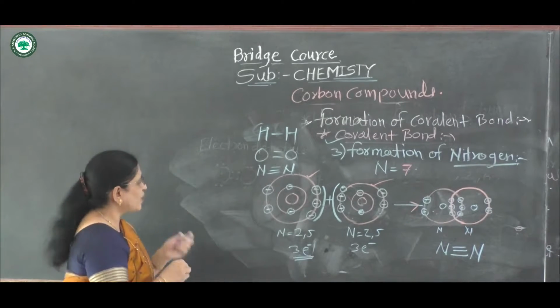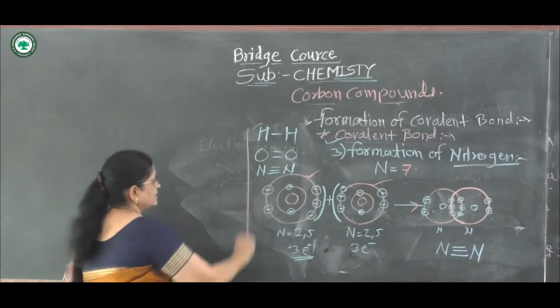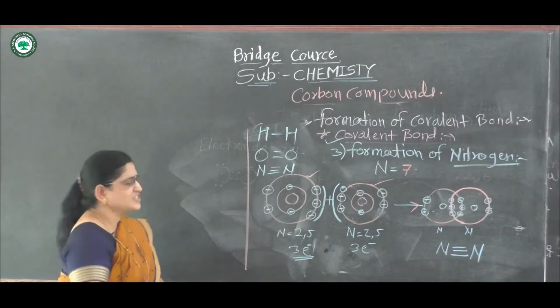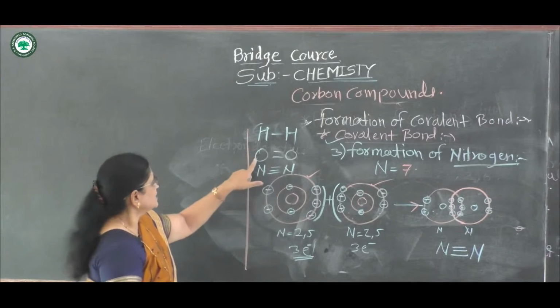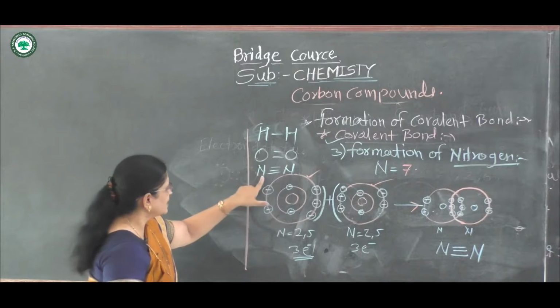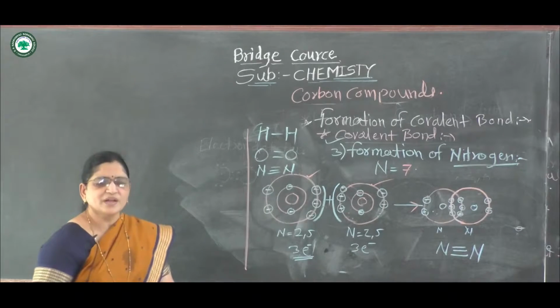Then what is the electron dot structure? This is the structural formula of hydrogen. This is the structural formula of oxygen. This is the structural formula of nitrogen.